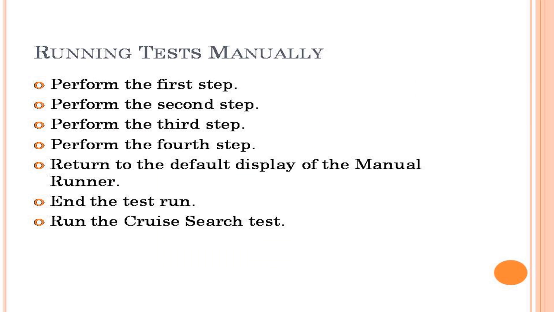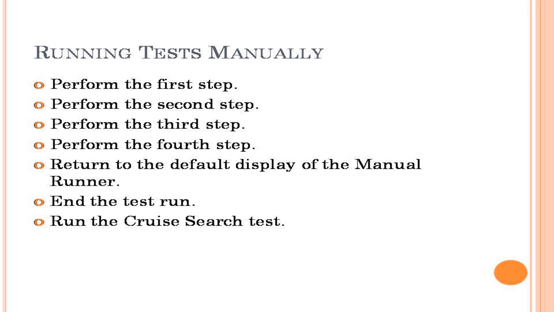7. Perform the first step. Perform the procedure described in the description box. If the actual result is the same as the expected result, in the actual box, type the Mercury Tours site opens. Click the Pass Selected button. Step 2 is displayed. 8. Perform the second step. Perform the procedure described in the description box. If the actual result is the same as the expected result, in the actual box, type the Flight Finder page opens. Click the Pass Selected button.